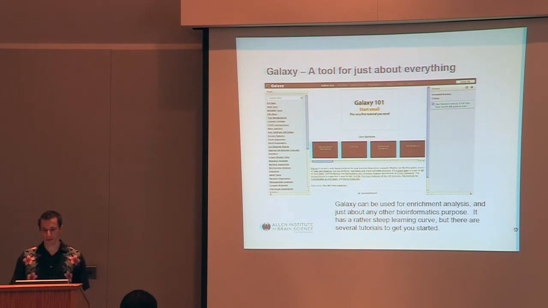Another tool that I'm just going to put up here as a first slide, because it does almost everything, is Galaxy. It can do enrichment analysis, and it can do hundreds of other bioinformatic things. It has a very steep learning curve, but there are a lot of tutorials on the main page that will help get you started. From the people I've talked to who use this a lot, they say it's really useful, but it takes a while to get used to it. So this is something you should definitely at least look into, and maybe watch one or two of the tutorials to see if it would be useful.